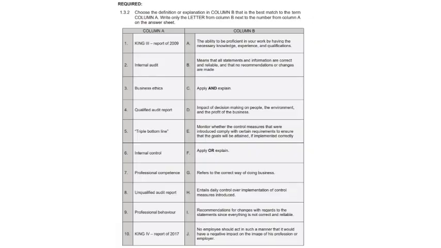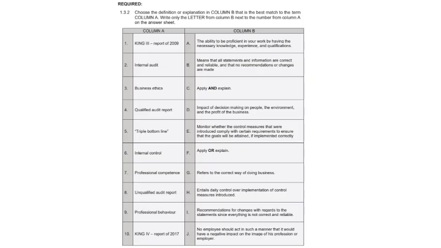1.3.2. Choose the definition or explanation in column B that is the best match to the term in column A. Write only the letter from column B next to the number from column A on the answer sheet. Column A, number 1, King 3 report of 2009. Number 2, internal audit. Number 3, business ethics. Number 4, qualified audit report. Number 5, triple bottom line. Number 6, internal control. Number 7, professional competence. Number 8, unqualified audit report. Number 9, professional behavior. Number 10, King 4 report of 2017.